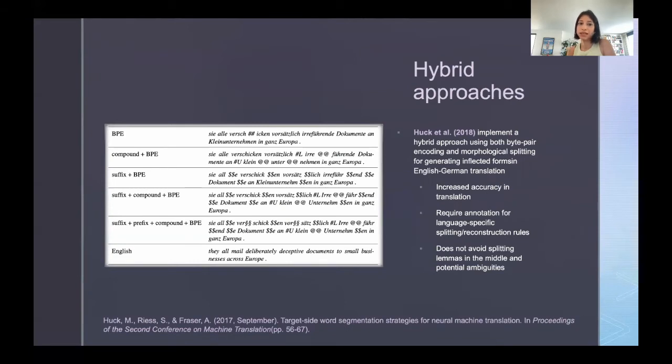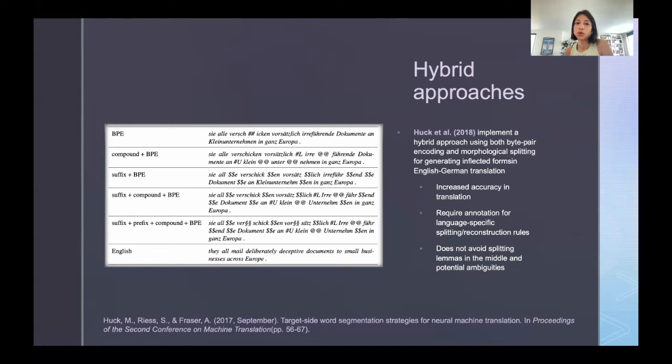Okay, so I would like to mention a little bit also about the hybrid approaches, where I have included this study by Huck et al. in 2017. The authors propose a hybrid combination of morphological analysis and BPE. So as I might have mentioned before, morphological analyzers result in a finite number of morphemes or subwords that represent the corpus.